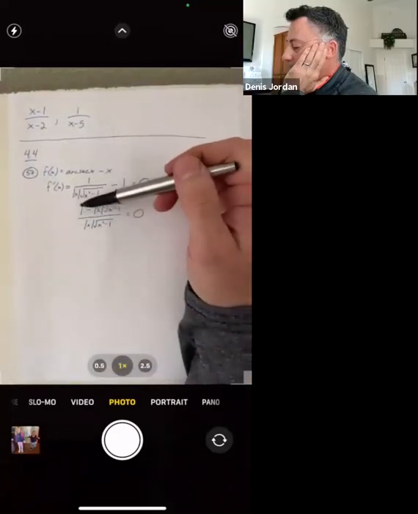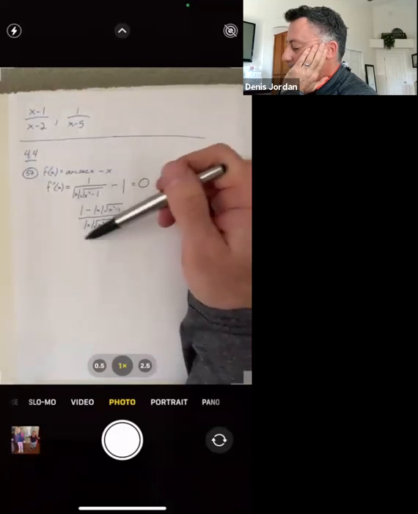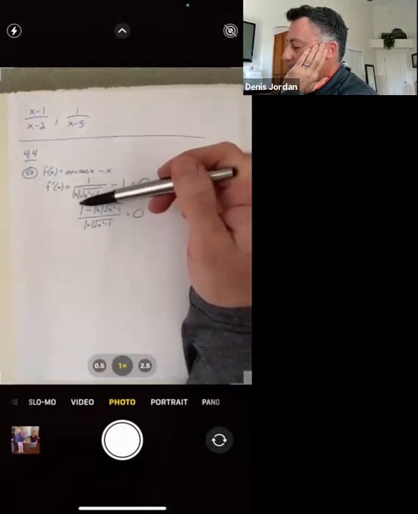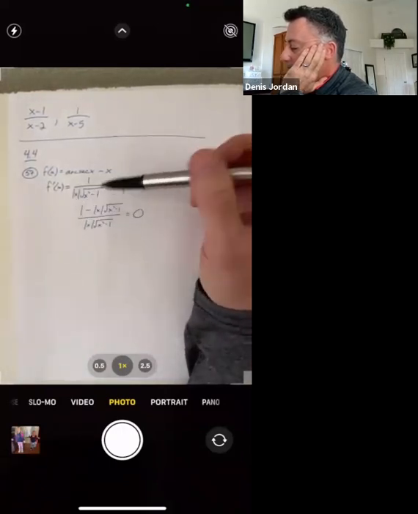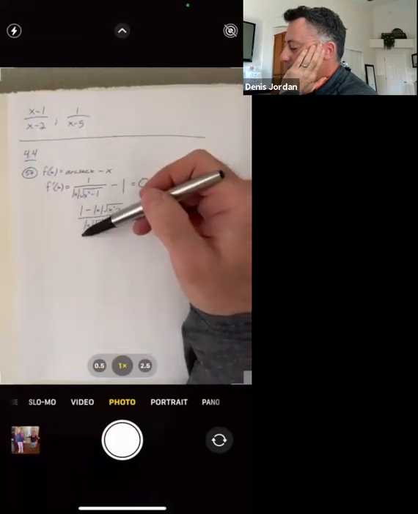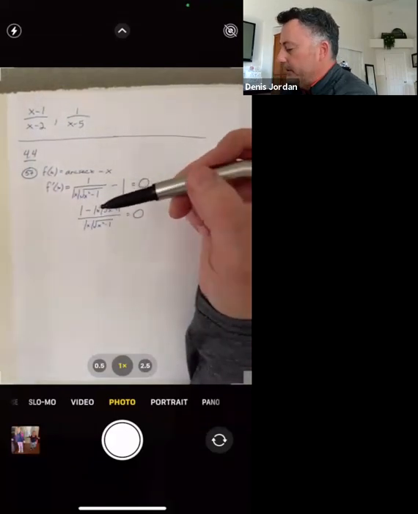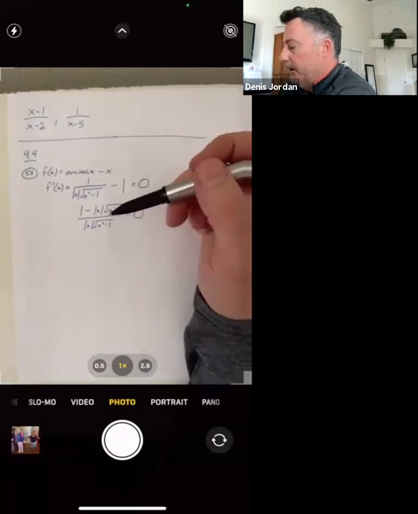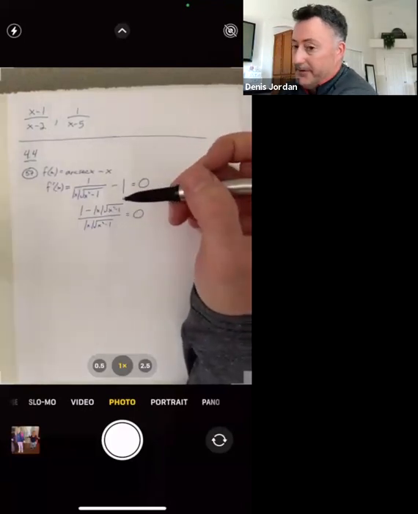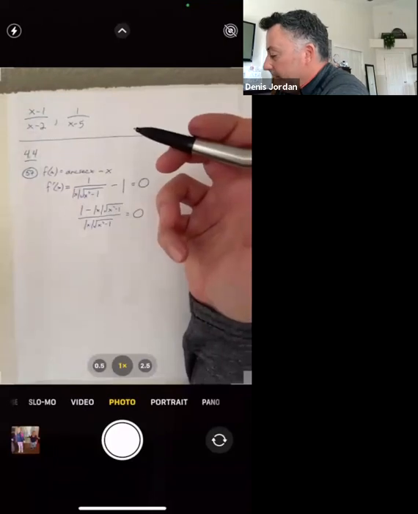Okay. So now once you get everything combined into one fraction, then you're looking for where the top is zero. But then you're also looking for where the denominator is zero. And sometimes they give you the same values, but sometimes they don't. It just depends on what you have.